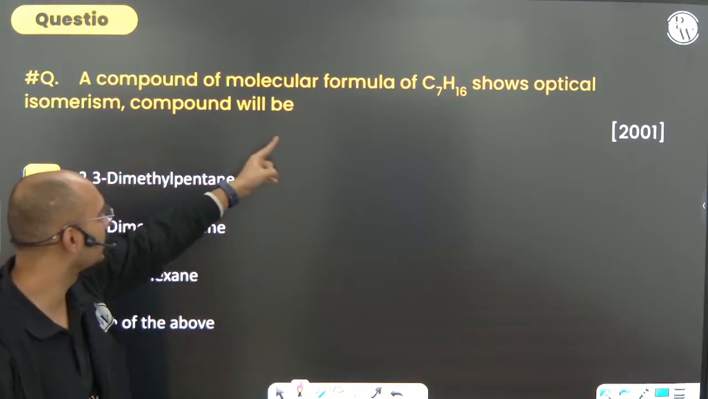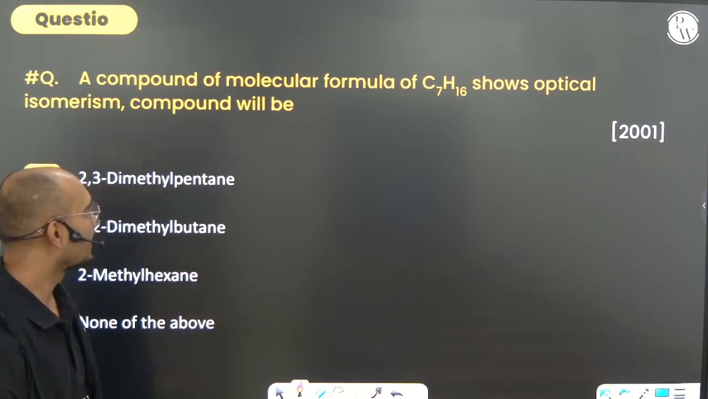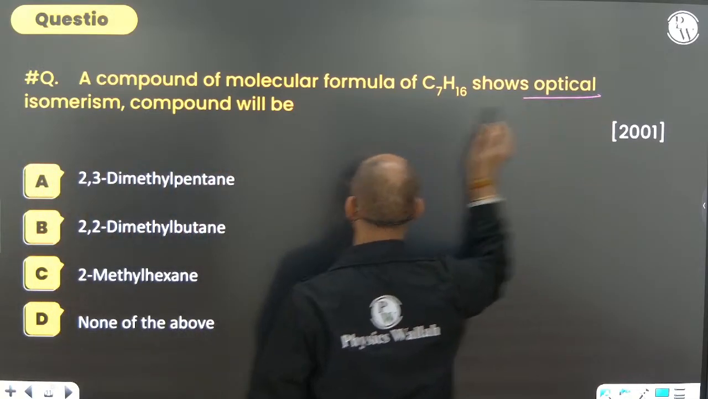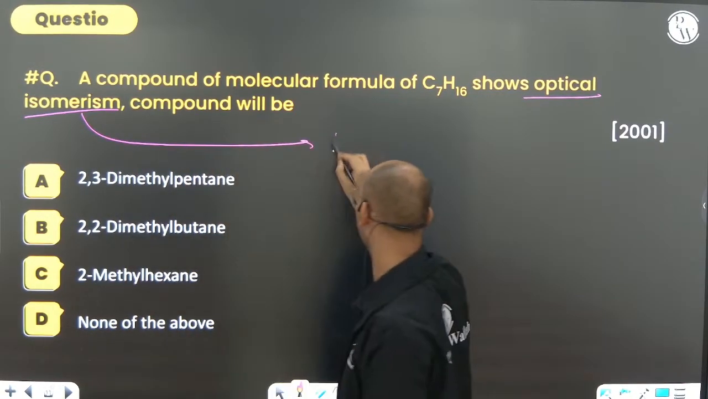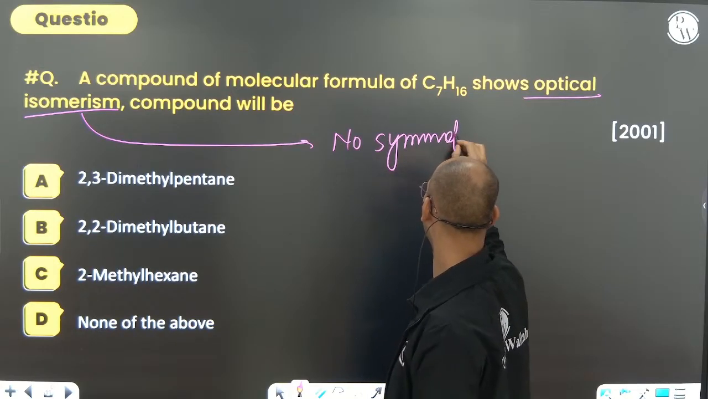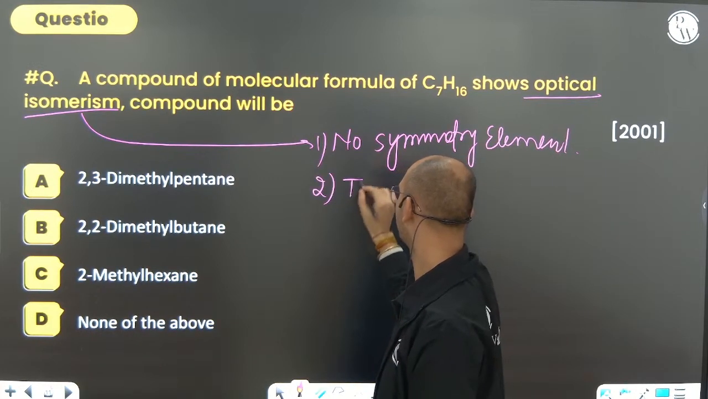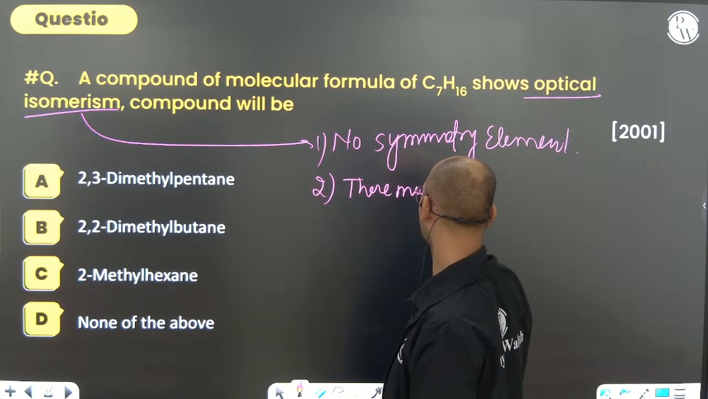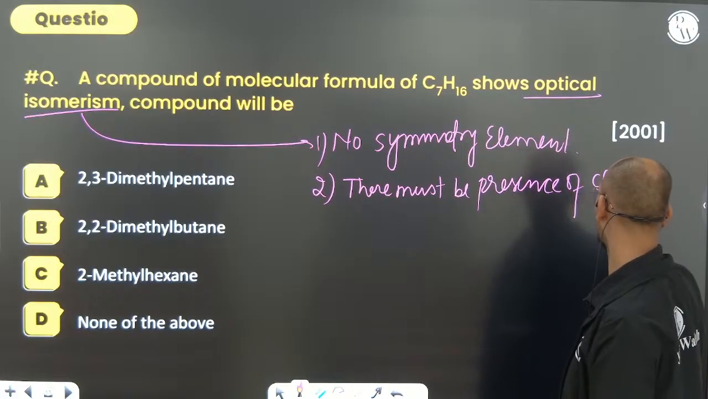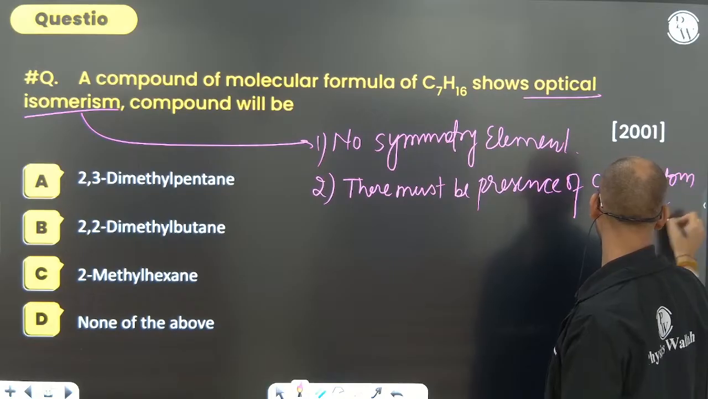Next, a compound of molecular formula C7H16 shows optical isomerism. Compound will be, okay, can you see all the compounds are given. When optical isomerism is shown, always remember optical isomerism will be shown when there is no symmetry element. No symmetry element. And the second thing is there must be presence of a chiral atom. Here we are going to see chiral carbon.